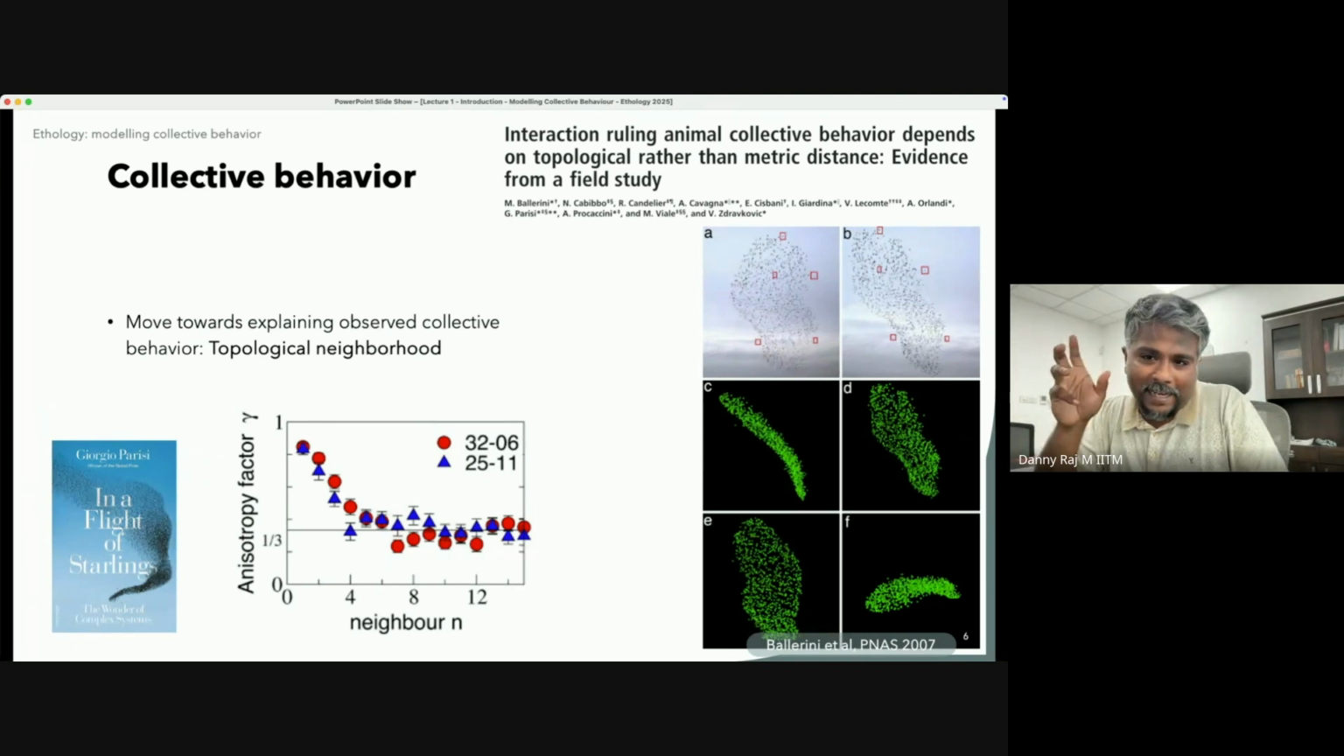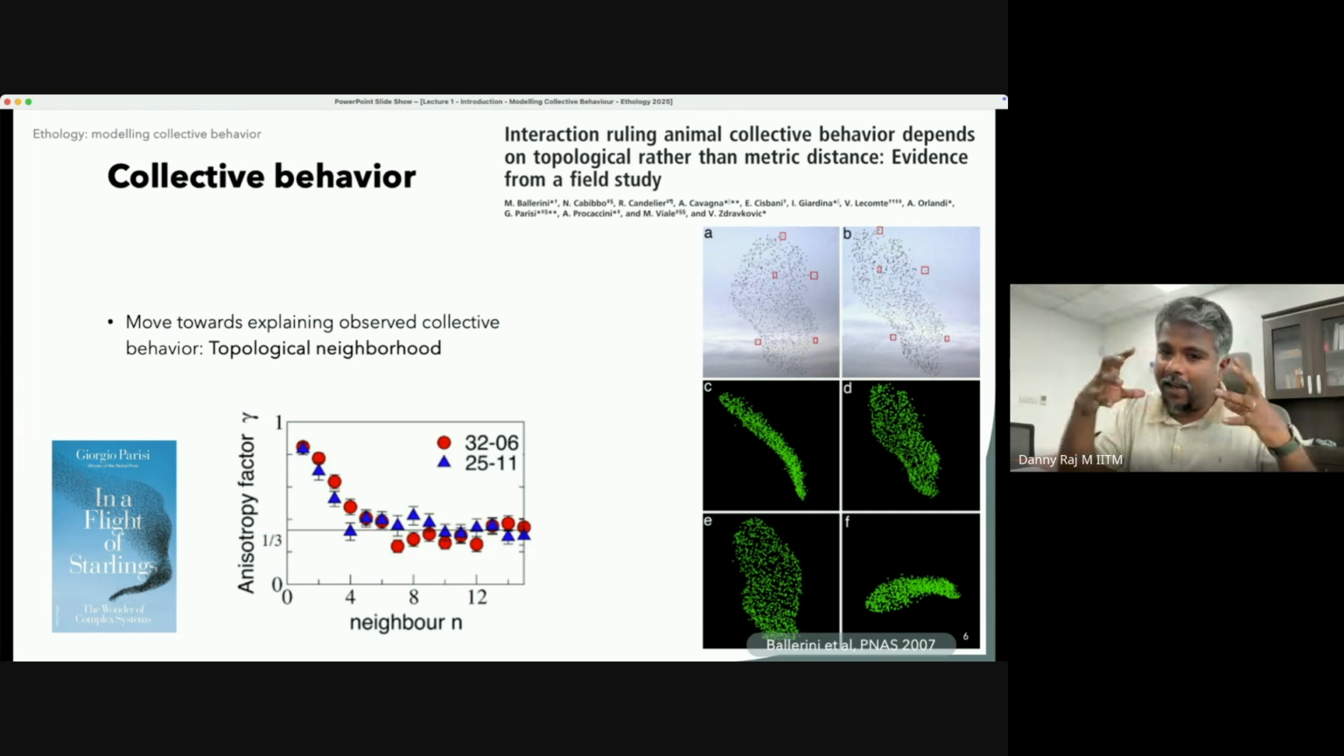So there's a very fascinating thing, right? Initially, the thinking in the field was, okay, let's draw a circle. That's the physics way of looking at it. There's a field, which means let's draw a metric distance and let interactions happen between everything in that metric distance.